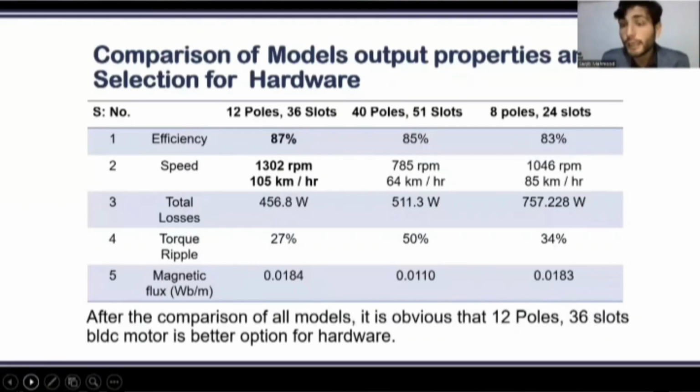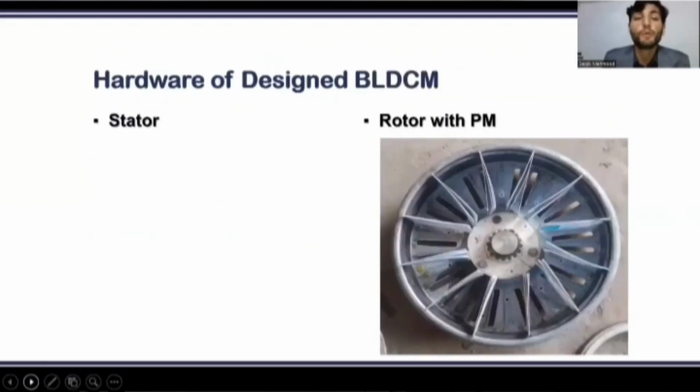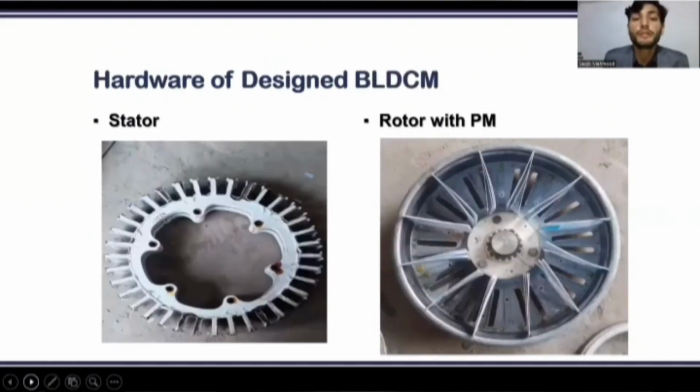Also, for the electrical and mechanical output of the motor, from this table we can see that the 12 pole 36 slot motor is maximum efficient, with an efficiency of 87%, and it has the maximum speed of all the three models. Losses are very less in this model. The torque ripple is 27%, and the highest magnetic flux value can be achieved in this model. So after the comparison of all the three models, we went for the hardware design of the 12 pole 36 slot motor. So this is the hardware of the designed BLDC motor.